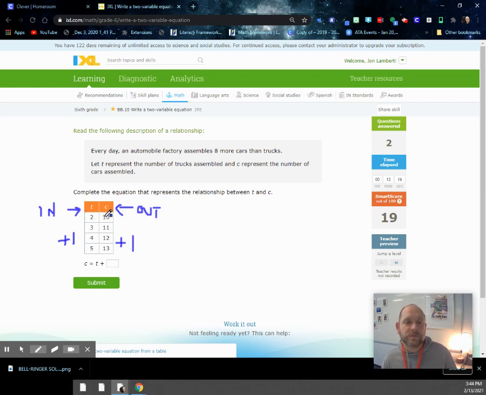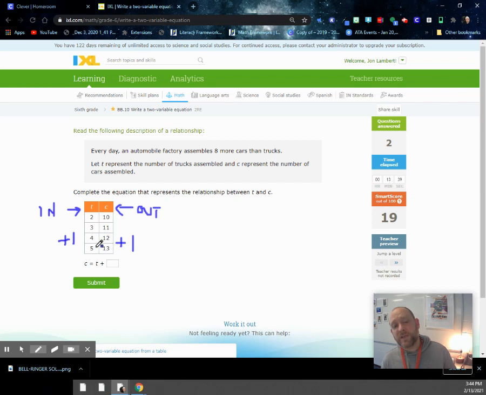So 2 to 10, I know that's adding 8. Or we could say 10 minus 2 equals 8. And we could say the common difference, if this is a linear function, our common difference would be 8. So let's see if that works for these guys. 11 minus 3 would also give us 8. 12 minus 4 would give us 8. And 13 minus 5 would give us 8.